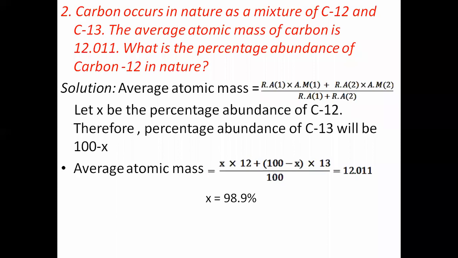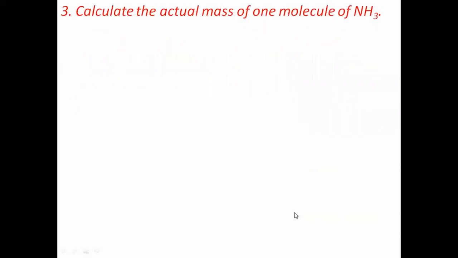If average atomic mass is not given and percentage is given, then you find it by directly putting the values into the formula. Okay. Let us go for the next problem. Calculate the actual mass of one molecule of NH3. See, actual mass of one molecule of NH3. When we say actual mass, basically what we mean is in grams.